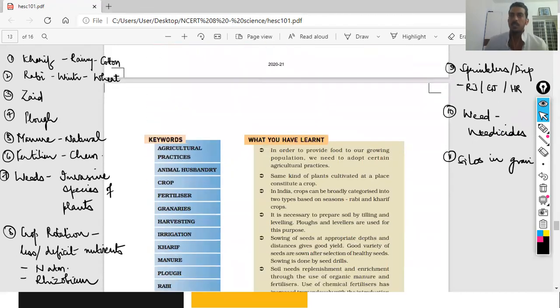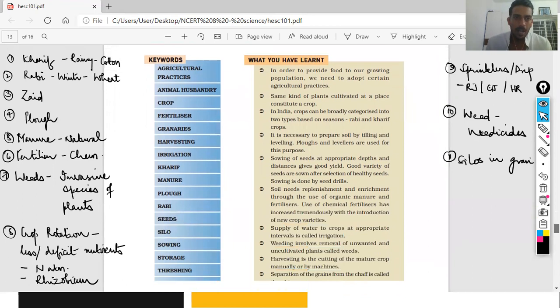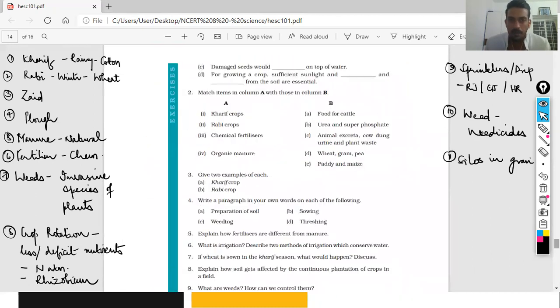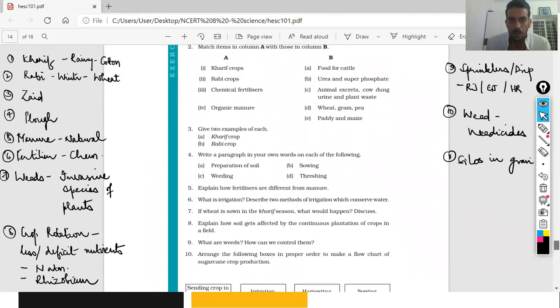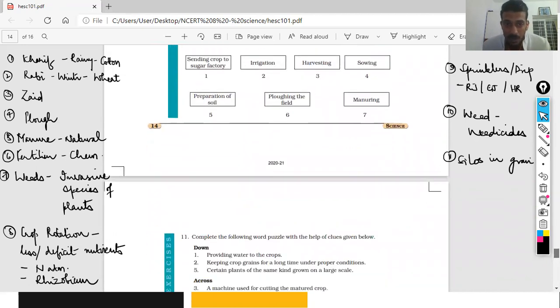And this is something that you have in this whole syllabus of your chapter one. And I hope by now you have a good understanding of all these important topics that you have on the left. That is different agricultural practices. That is Kharif and Rabi. What is animal husbandry? What is crop? What is fertilizers? Harvesting, irrigation, Kharif, manure. I think we've written all the words exactly onto the left and right hand side. So now you ideally shouldn't be having any problem in filling out the fill in the blanks, doing the match the following, and answering these questions as well.